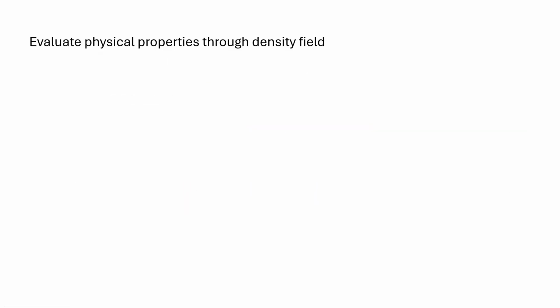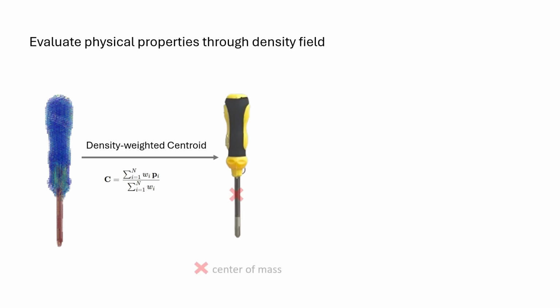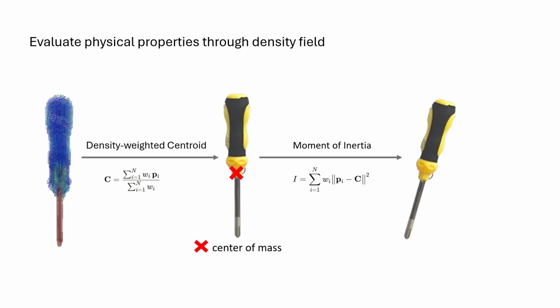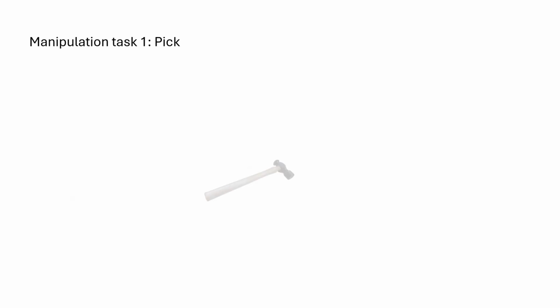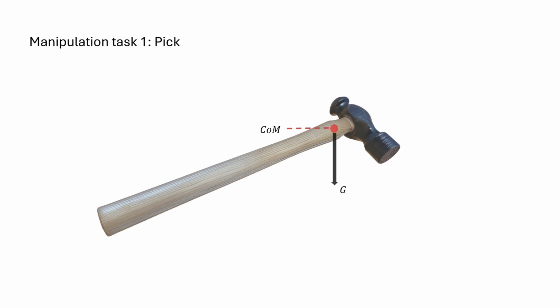From our density field data, we can easily evaluate the center of mass and moment of inertia. We further demonstrate how interactions applied at different positions relative to the center of mass affect an object's motion in 3 real robot subtasks. When the grasp point is off the center of mass, a moment is generated that makes the hammer rotate.